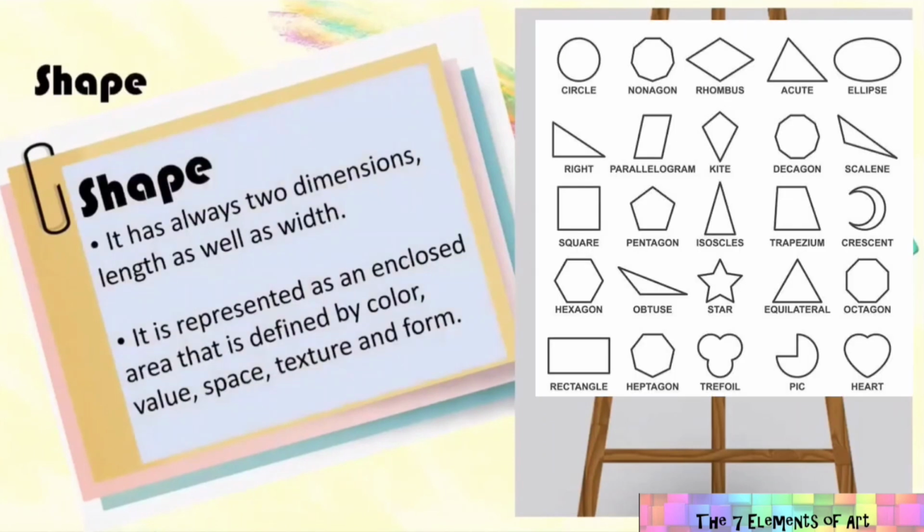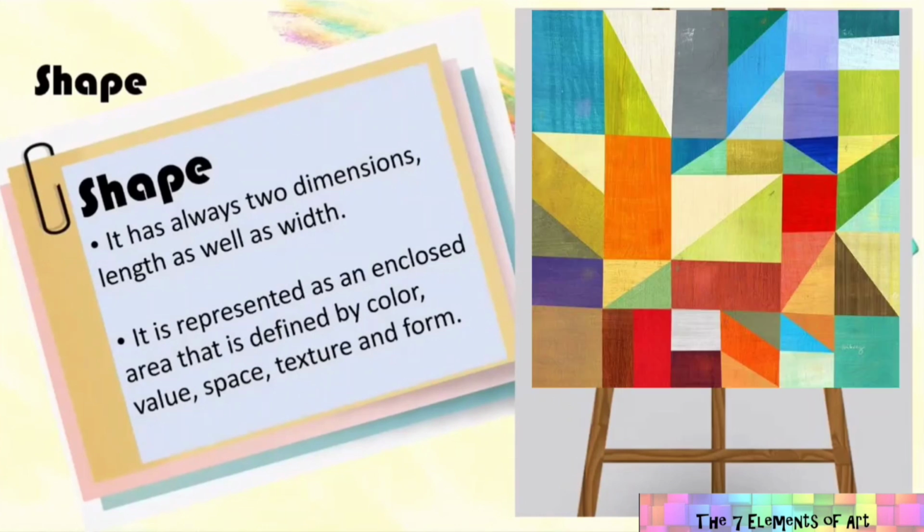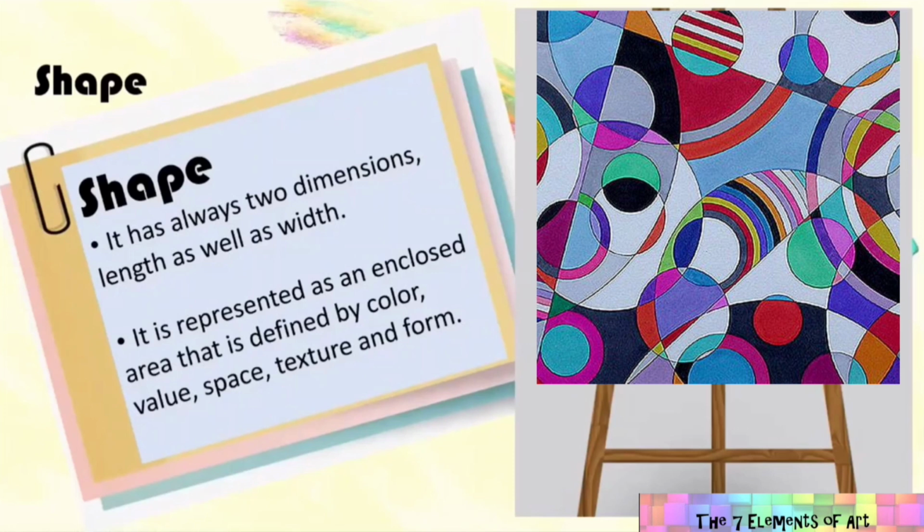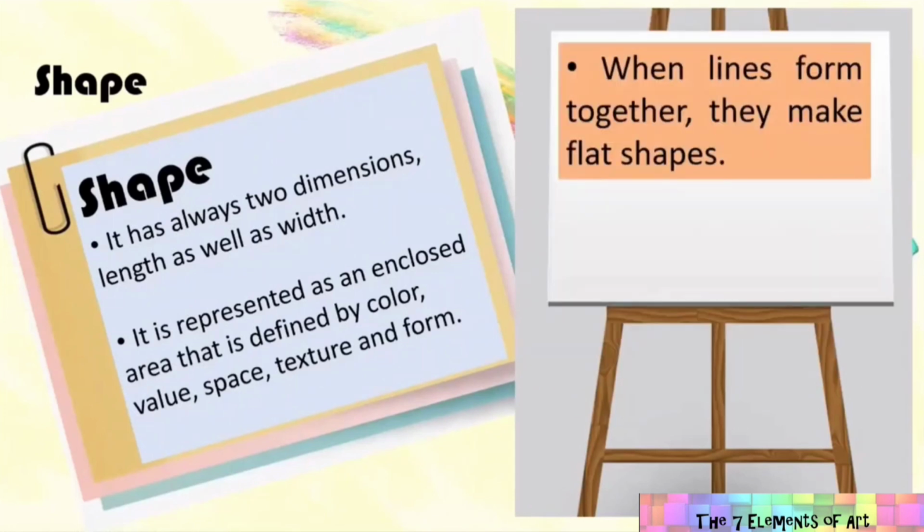Next element, we have shape. It always has 2 dimensions, length as well as width. It is represented as an enclosed area that is defined by color, value, space, texture, and form. When lines form together, they make flat shapes.